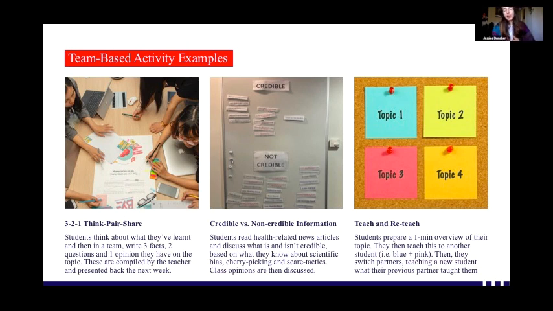Another activity, and I trialed this one this year. It only works face-to-face. I don't think it would work online. It's called Teach and Reteach, and I wasn't sure whether it would be a disaster or not, but it turns out it was a success.